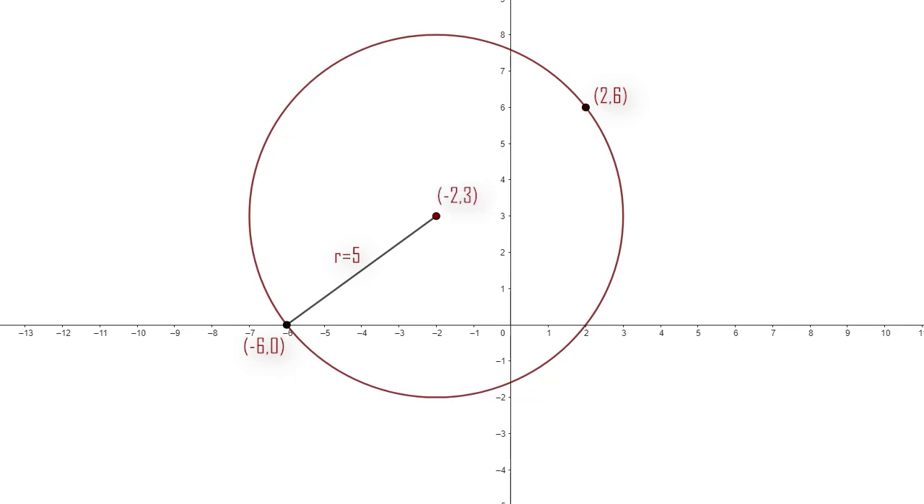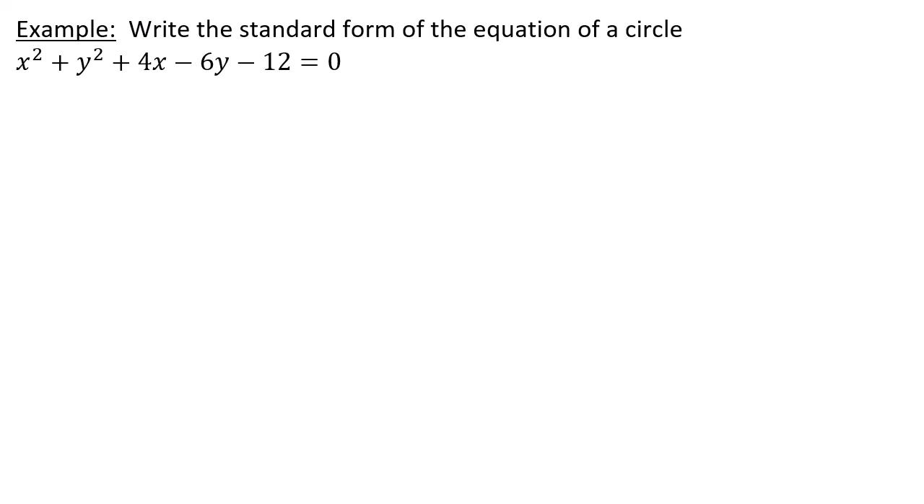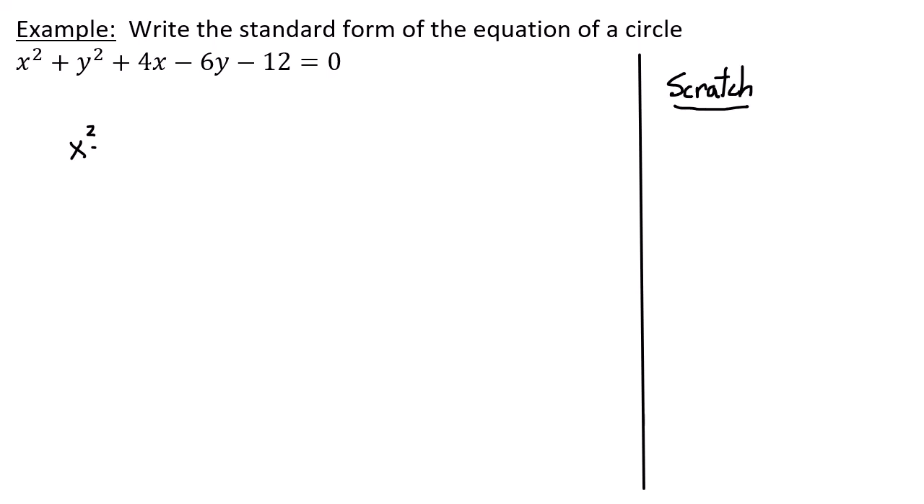In this example, we're given the general equation of the circle and asked to write the standard form. We're going to have to complete the square twice, once for the x's and once for the y's. So I'm going to group all the x's together. x squared plus 4x. I'm going to leave a space to complete the square. And then I have y squared minus 6y.